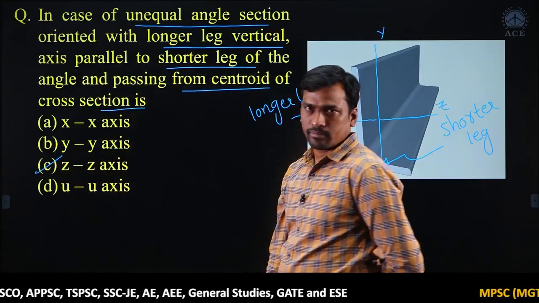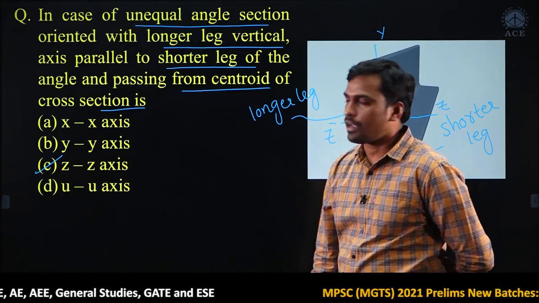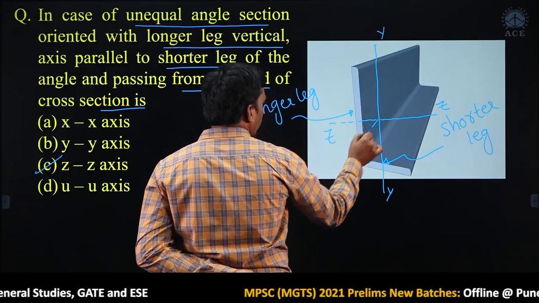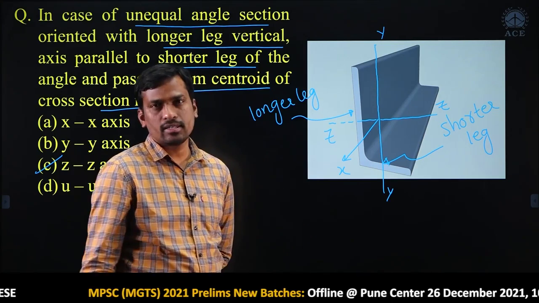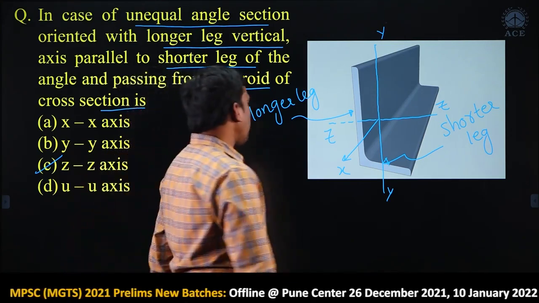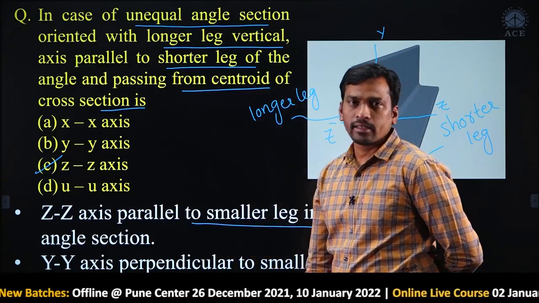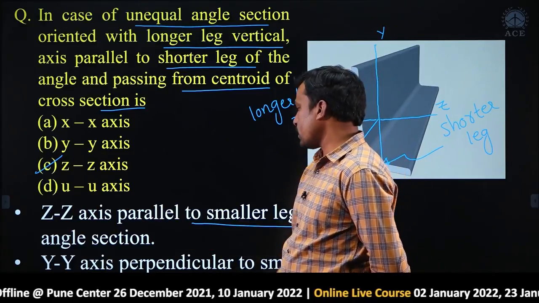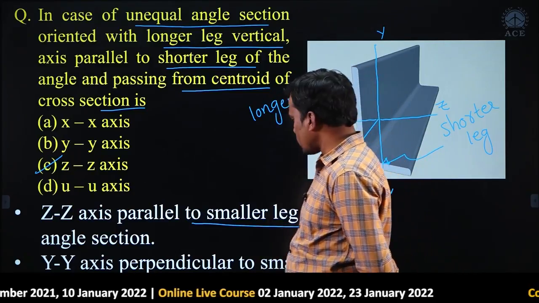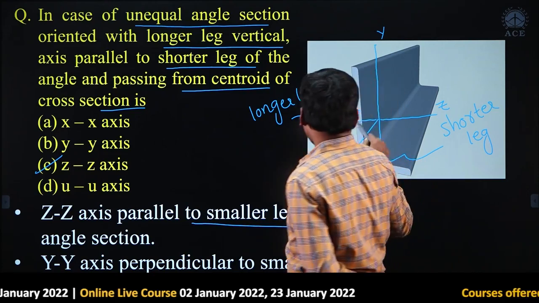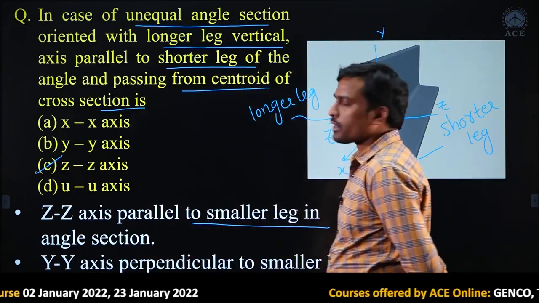ZZ axis is correct. Always we will consider the x axis along the length of the angle section, please, along the length. It means in this direction we will consider the x axis as per IS 800:2007. These are the notations. Here the ZZ axis is parallel to the smaller leg, that is the shorter leg, in the angle section, and the YY axis is perpendicular to the smaller leg, that is the shorter leg, in the angle section. YY axis perpendicular to the shorter leg or not? Yes, then option C is correct. Please note down.